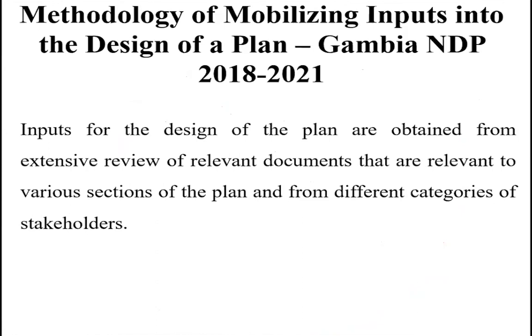Now, we've finished with the visioning process as a fundamental. One other fundamental which we must mention now is the impulse into the design of the plan. How do you mobilize the impulse? First we have to review extensive documents from these various sectors, and usually the Bureau of Statistics will also have a lot of information which you gather.